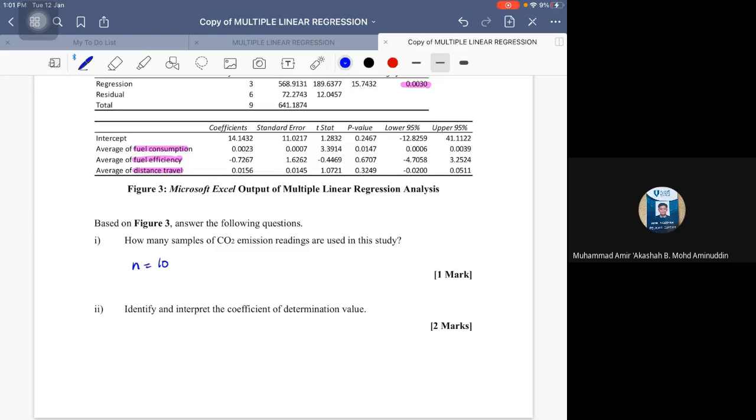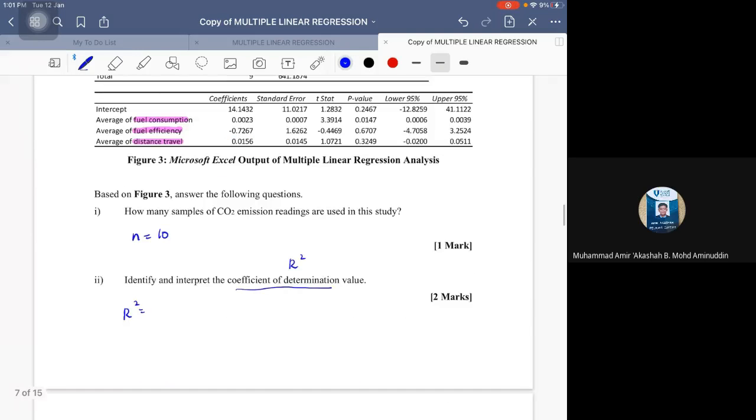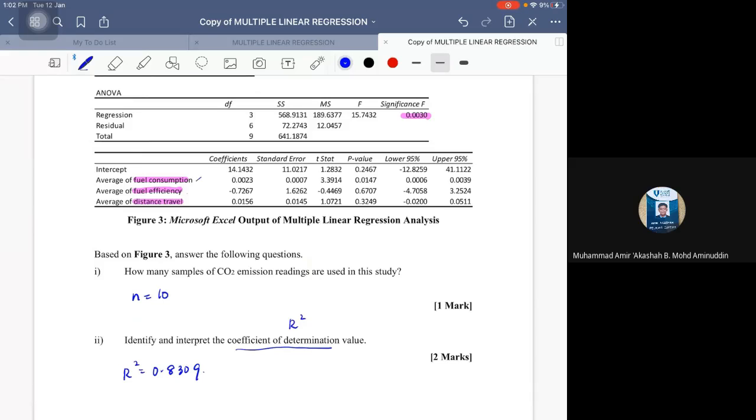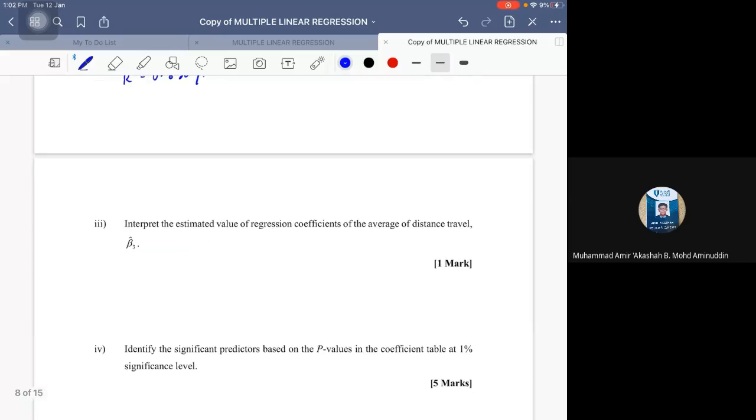Then the question said to identify and interpret the coefficient of determination value. The coefficient of determination is going to be our R-square. So our R-square value is given by 0.8309, and then all we have to do is interpret. I'm not going to write the interpretation because you know that already. All we have to do is say 83.09% of the variation in CO2 emission can be explained by these variables. That is how you interpret the R-square. Then the question asks you to interpret the estimated value of the regression coefficient.